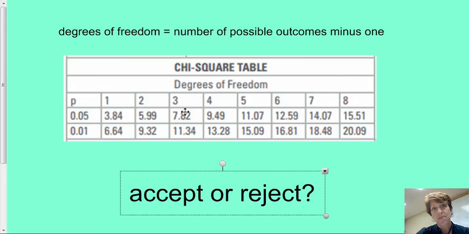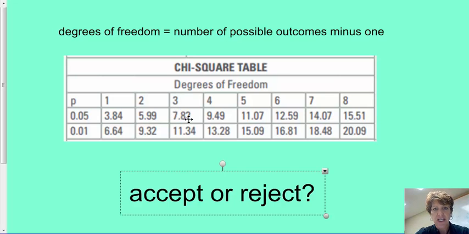Again, I need to accept or reject. So I go back to my chart from our formula sheet, and first I need to calculate the degrees of freedom. Well, there were 4 possible outcomes. It could have been a gray shirt, a white shirt, a navy blue shirt, or gold. So I take those 4 outcomes minus 1. I want to go in the 3 degree of freedom column.